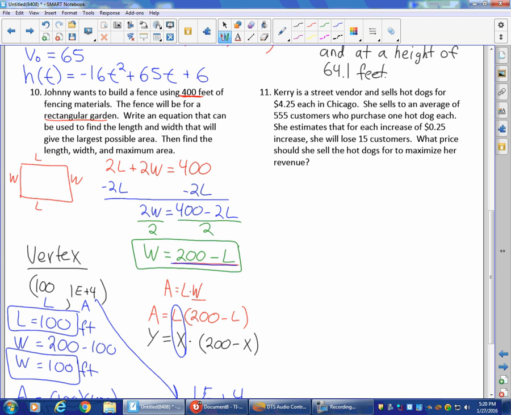Carrie's a street vendor, sells hot dogs for $4.25 each in Chicago. She sells to an average of 555 customers who purchase one hot dog each. She estimates that for each increase of 25 cents, she will lose 15 customers. And we want to know what price should she sell the hot dogs to maximize that revenue. So in this case, X is going to be my number of 25-cent increases.